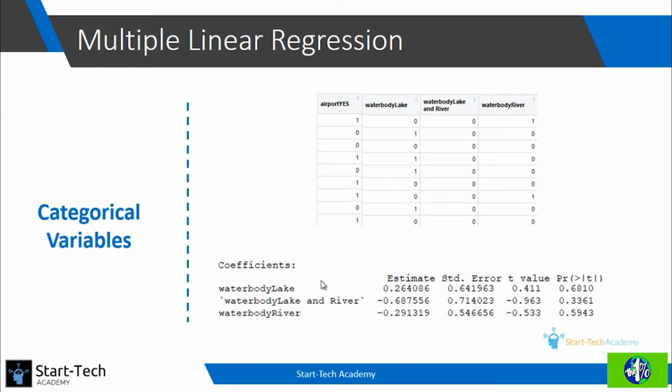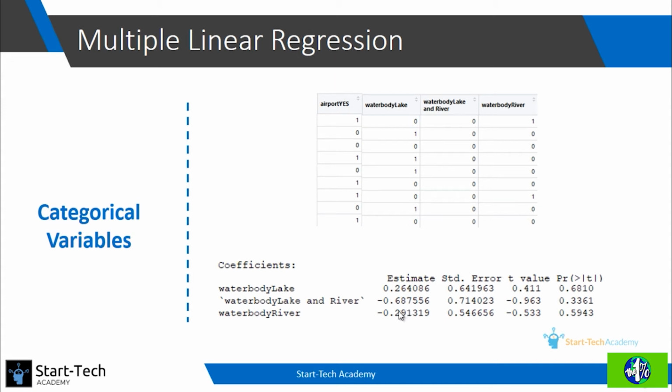So now what is the meaning of each of these variables? Water body lake means that compared to the situation where there is no water body, if there is a lake in that area, how much will the price increase? So 0.26 units will be the increase in the price of the house if there is a lake in the area. If you look at the lake and river coefficient, it is minus 0.68, which means that if there is both lake and river, the house price will go down in comparison to if there was no water body in the area.